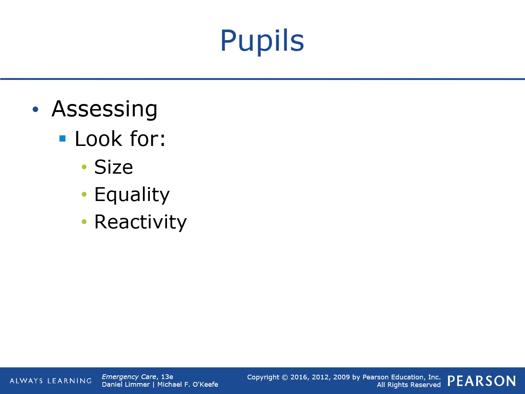So the three things that you want to be looking for with pupils, you want to check for their size. So we want the baseline size. You want to know if they're equal, so if they're round and if the left side is the same size as the right side. And you want to know the reactivity. So when you shine a light into it, does it get smaller? Does it constrict? That's the normal reaction to light being shined in your eyes. And that will help us determine how our neurologic state is.